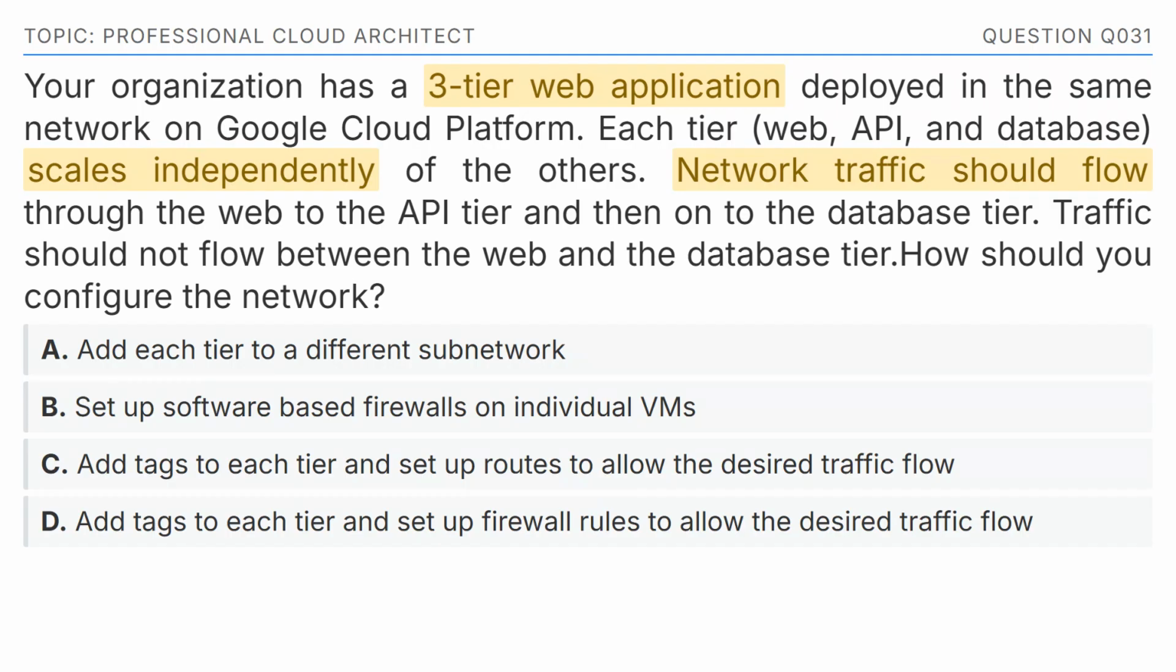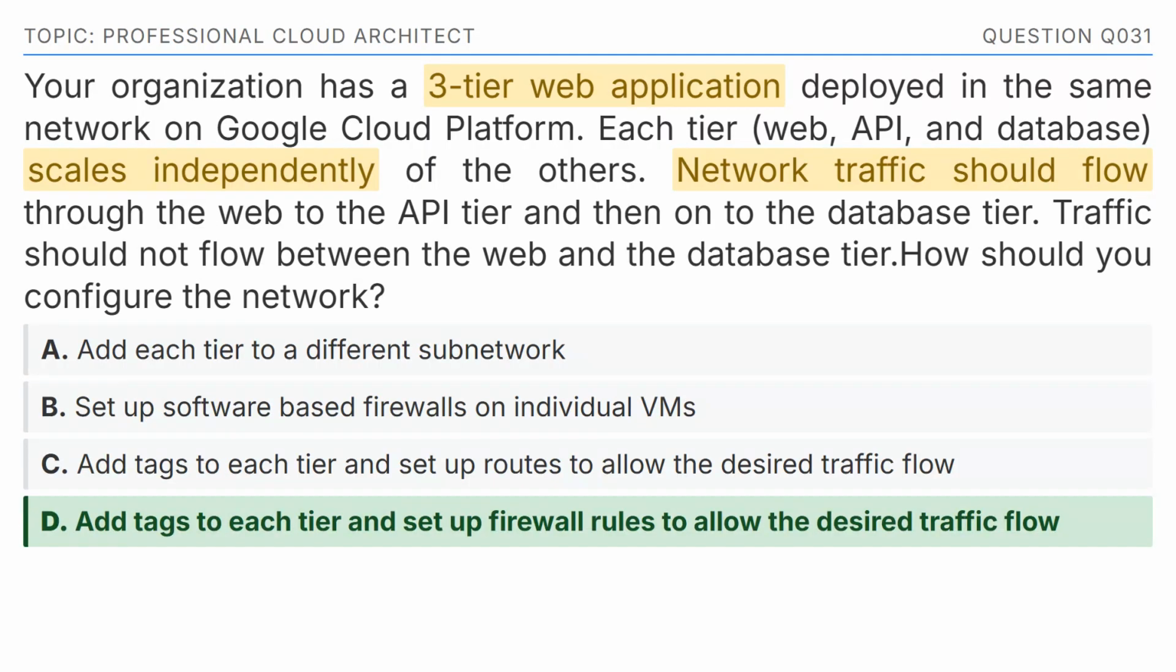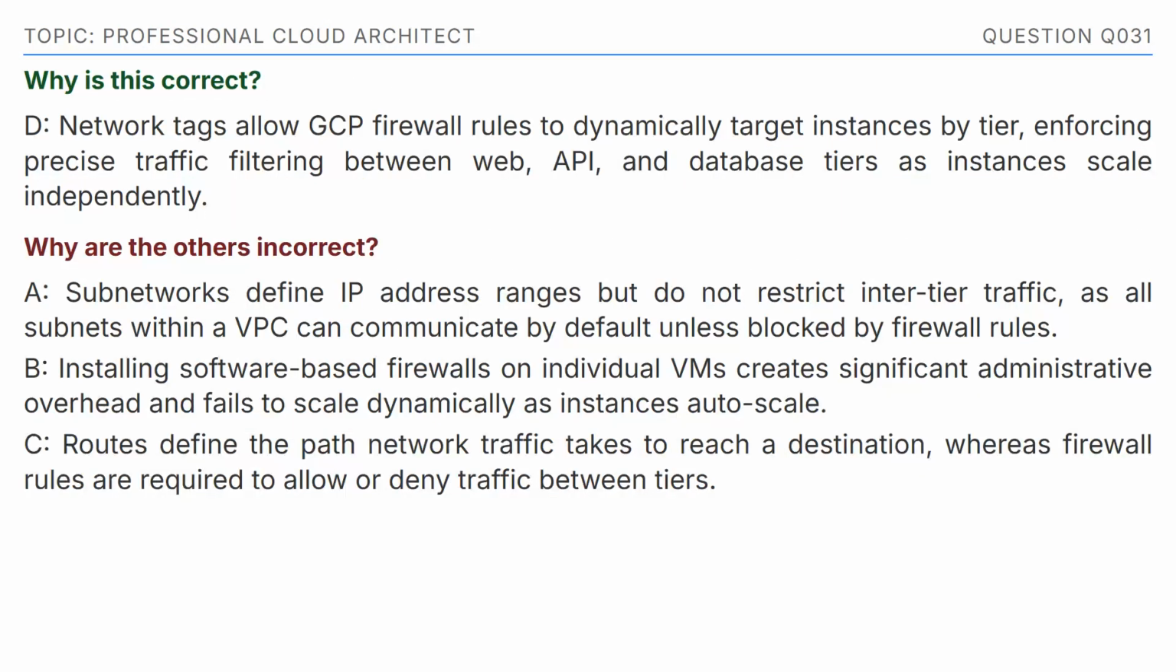To arrive at the correct answer, we focus on the keywords: 3-tier web application, scales independently, network traffic should flow. The correct answer is option D, add tags to each tier and set up firewall rules to allow the desired traffic flow. Why is this correct? D. Network tags allow GCP firewall rules to dynamically target instances by tier, enforcing precise traffic filtering between web, API, and database tiers as instances scale independently.